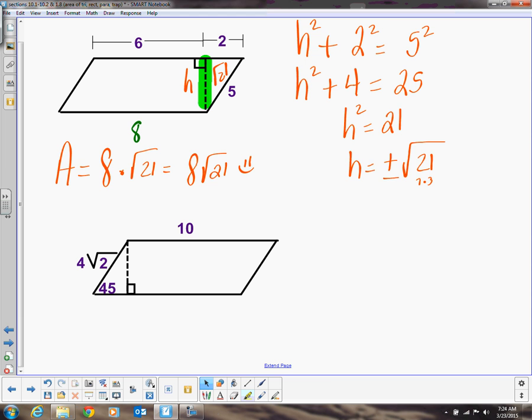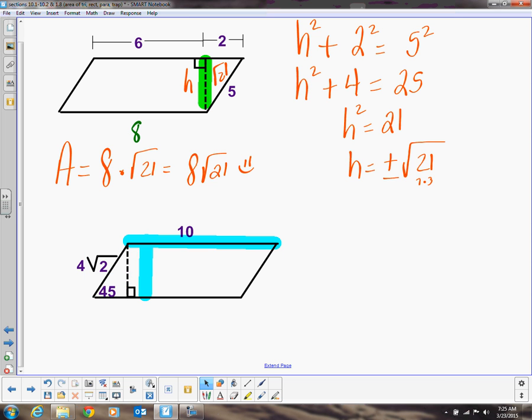What's my base? 10. What's my height? Why don't we know? It's the perpendicular. It is not that. What kind of triangle do we have? What if I hadn't drawn that little dotted line in? What if I had not drawn it in? What would you have had to do? Exactly. You would have had to draw it in.